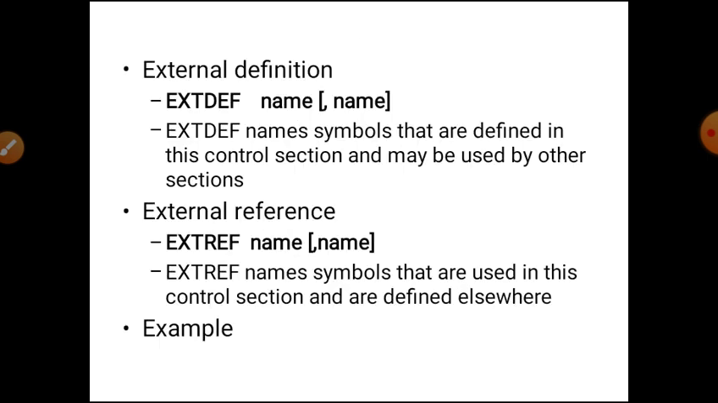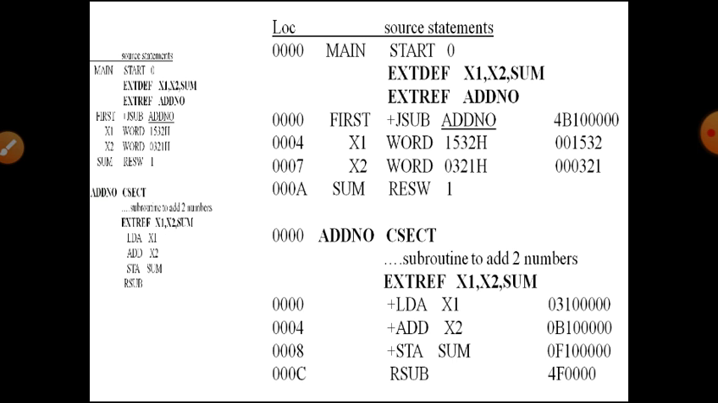Now with respect to these control sections, we have a few more assembler directives that we will be using. We have one assembler directive, EXTDEF, that indicates the names of the symbols that are defined in this control section but may be used by other sections. We have one more assembler directive, EXTREF, that lists the symbols that are defined in another control section but used in this control section. Okay, same example.